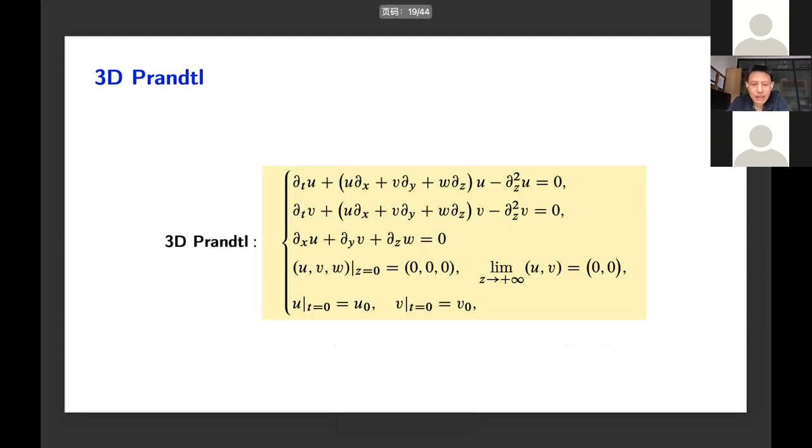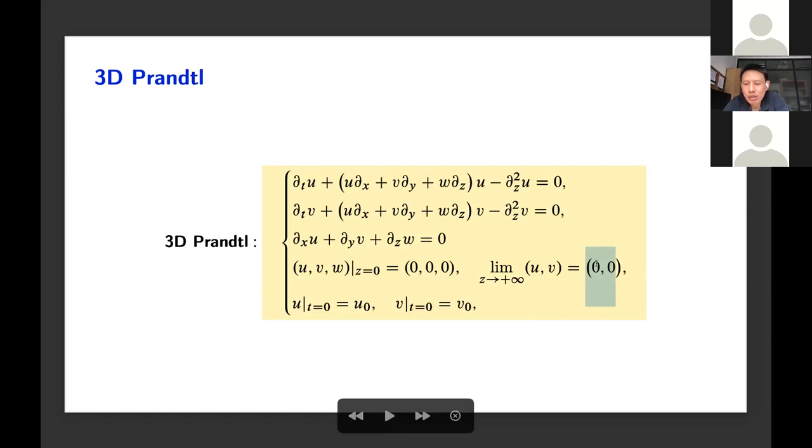Okay, so let's see our result. This is the three-dimension Prandtl equation. These are the convection terms, this is the divergence-free condition, and the boundary condition. Also, we can write omega in terms of the integral of ∂xu and ∂yv with respect to the normal variable. And this simplifies the Prandtl equation. We just suppose the outer flow is constant, so the pressure vanishes.